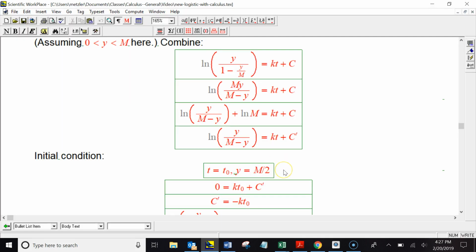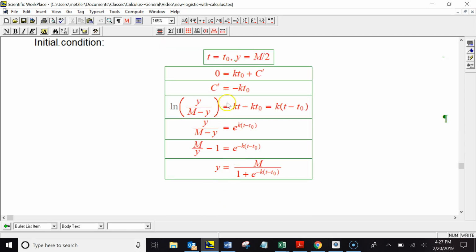Okay, so we're going to put that in, and the great thing mathematically is that if y is m over 2, then you get m over 2 divided by m over 2 in the log. That's log of 1, and that's 0. That's a really nice thing when you're solving for a constant, to get something equal to 0. So that's equal to kt naught plus c prime. So c prime is just minus kt naught. Or in other words, when we put it back in, kt minus kt naught is what we're getting on the right-hand side. That's just k times the quantity t minus t naught.